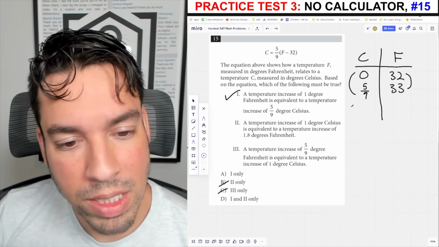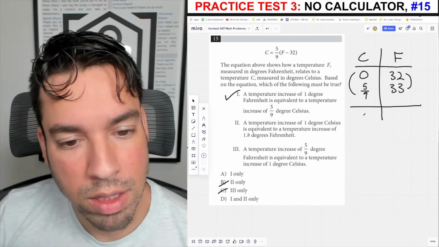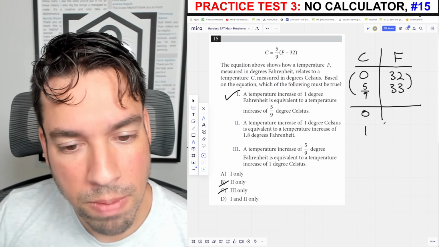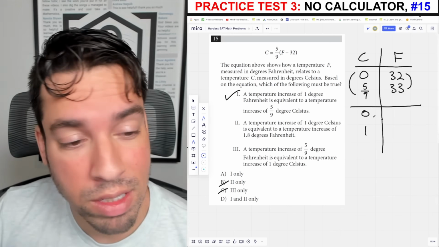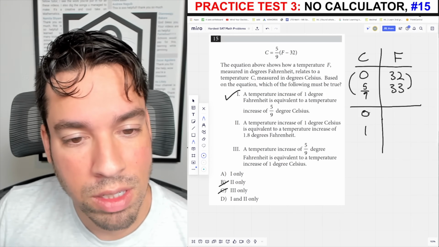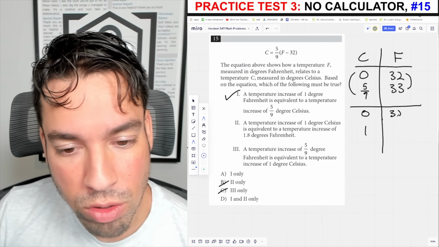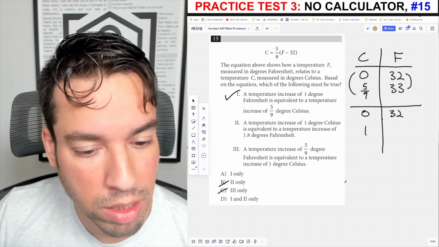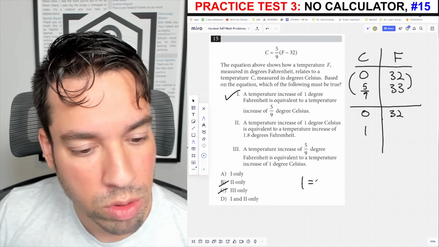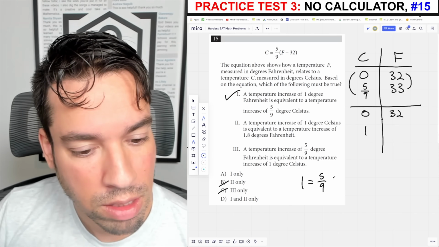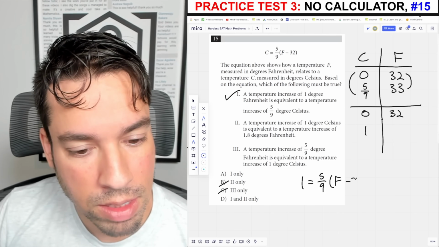So let's do something similar here. Let's go with 0 to 1. And these numbers aren't going to be the prettiest, but it's still very doable. So when Celsius is 0, I already know that Fahrenheit is 32. What about when Celsius is 1? Let's plug and chug. So I got 1 equals 5/9 times Fahrenheit minus 32.